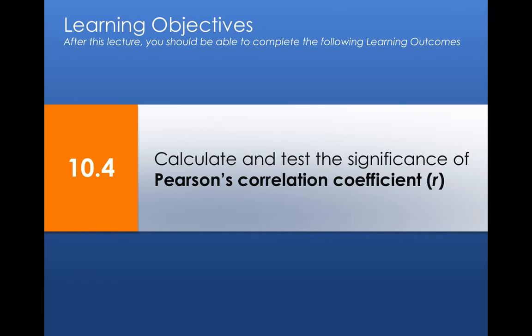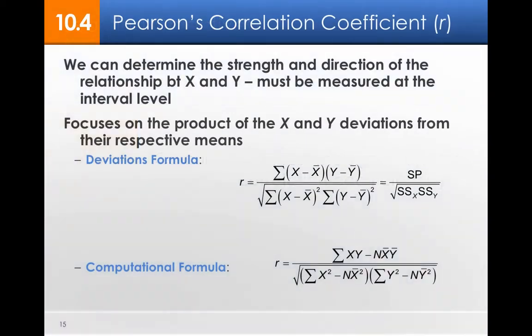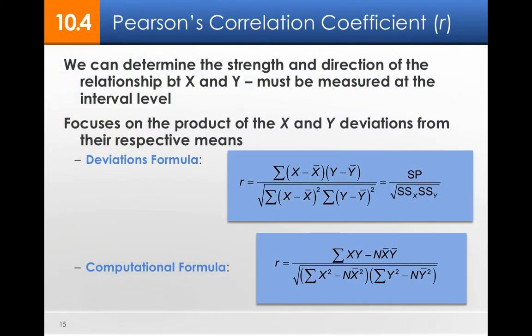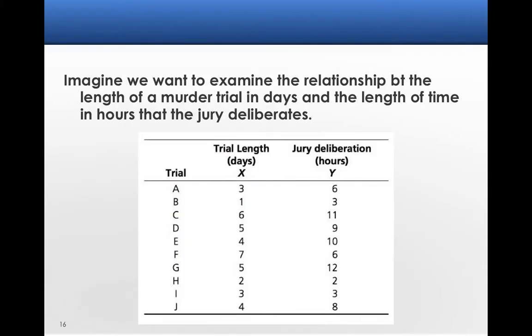How do we test this? We test this with what's called Pearson's r, represented by a lowercase r. We can determine that strength and direction, but we need interval level variables in order to do that. We can use a deviation formula and a computational formula, which we see here. These look really complicated, but we've seen most of these before. We've seen x and x bar, y and y bar, and some of these other variables as well.